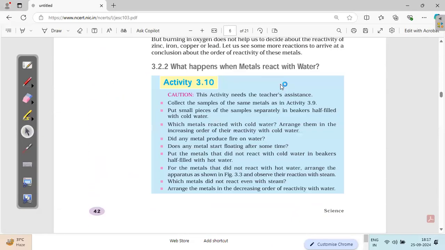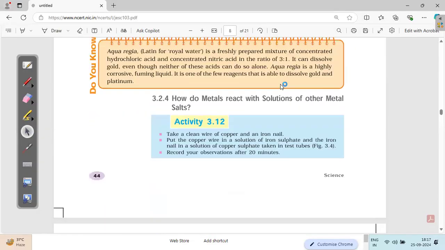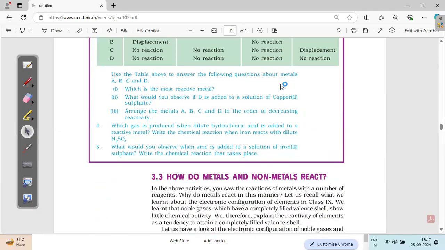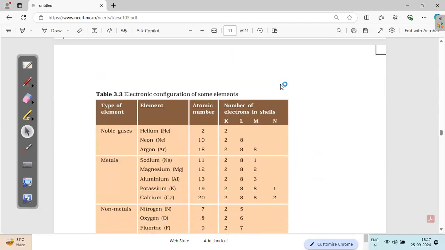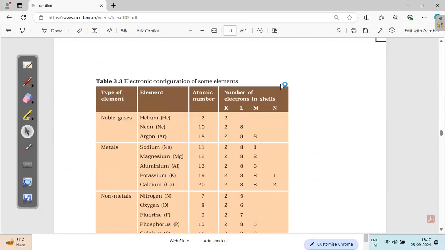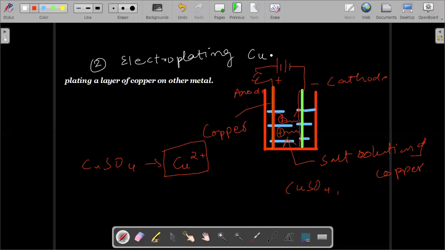We also did the decomposition reaction of the metals in the last class. Now, how do metals and non-metals react? This topic we are going to see as concept building for the ionic bond. Whenever a chemical compound is formed, there is formation of a bond. There are two types of bonds: the covalent bonds and the ionic bonds. In this chapter we will be learning about ionic bond formation, and how metals react to form ionic bonds.